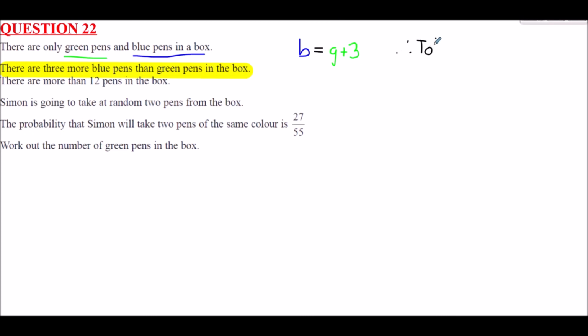So therefore, the total number of pens is the blue ones, B, which is G plus 3, plus the number of green pens. So total pens is B plus G. The number of blue plus the number of green is the total number of pens. But we've been told that the blue pens is G plus 3, plus of course the green pens. So the total number of pens is G plus G, which is 2G plus 3.